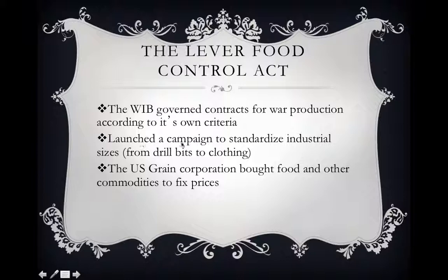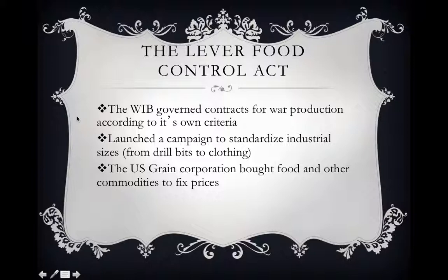Also, it launched a campaign to standardize industrial sizes. So basically, the government was standardizing drill bits and clothing down to a specific item. So you can see how more and more the government is creeping into the operation of the marketplace under the Lever Food Control Act. The U.S. Grain Corporation bought food and other commodities to fix prices. So the government was trying to fix prices to try and keep inflation from accelerating during this time period.